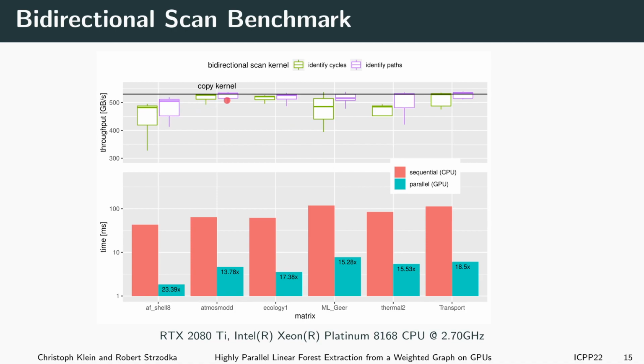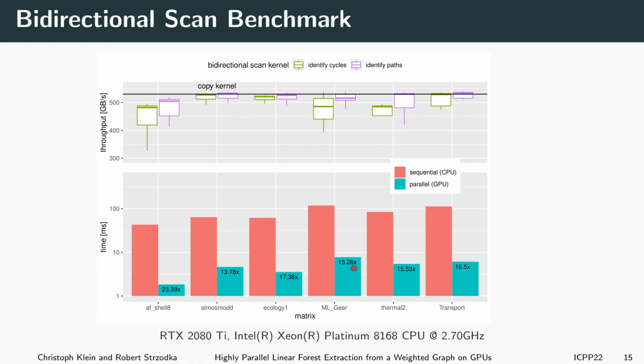For performance reasons, we use 2 different kernels for that. The message of this plot is that we are close to copy kernel performance. We cannot reach it because of irregular memory access, but we are far away from low performance. What you see here is 400 gigabytes per second, here it's 500. So this performs rather well.